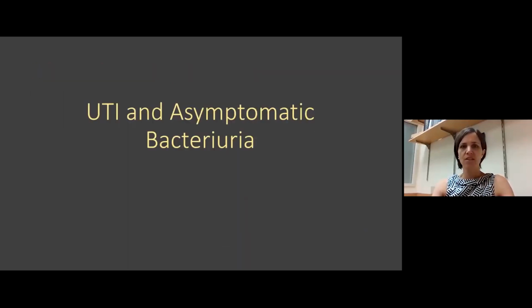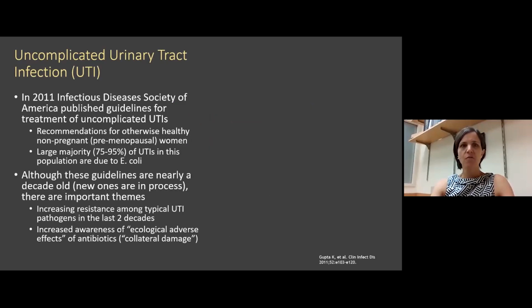So let's move on and talk about UTI and asymptomatic bacteriuria. So uncomplicated urinary tract infection had some guidelines put out in 2011 by the Infectious Diseases Society of America, or IDSA. The recommendations were for otherwise healthy, non-pregnant women, and the large majority of infections in this scenario are due to E. coli, somewhere around 3/4 to 95%.